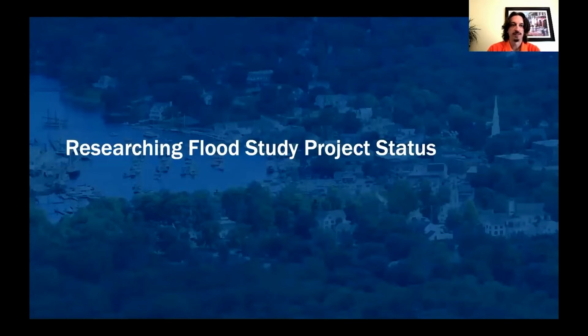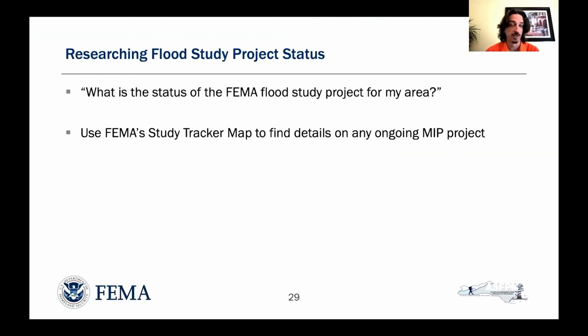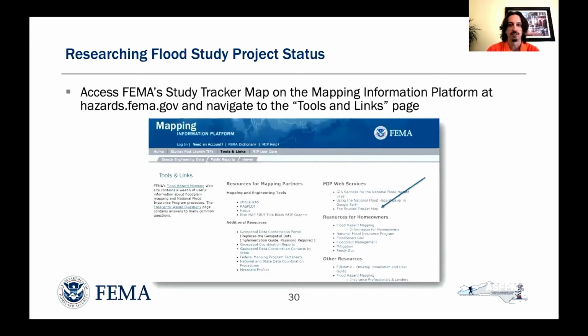So let's talk about how we could look at flood study project status. You may be asked a question, or have it rolling around in your mind: what's the status of that FEMA flood study project for my area or this area of interest? There's something called FEMA's study tracker map that you can use to find details for any ongoing MIP project. Again, that's the Mapping Information Platform, the application used to manage and track FEMA's flood study projects.